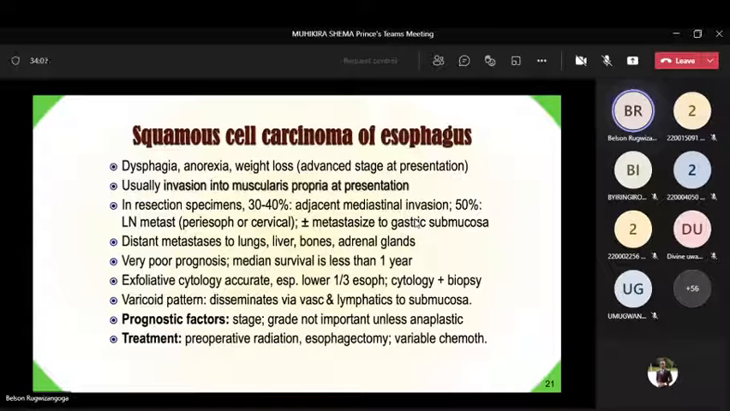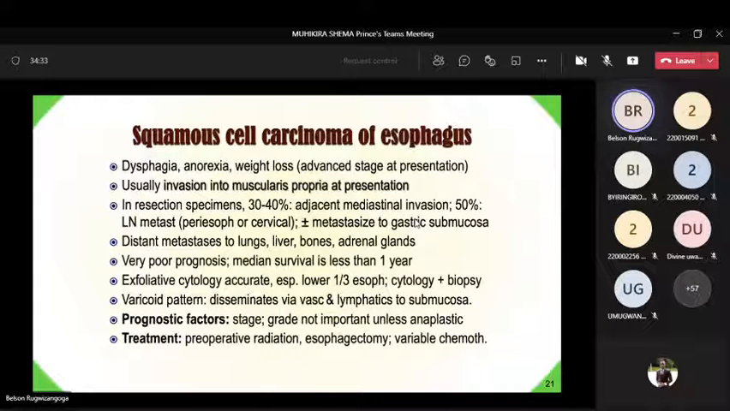So what are the signs and symptoms? The patient will present with dysphagia, anorexia, and weight loss, especially if the patient is at the advanced stage of the disease. And you understand our patient here had all three of these signs. Usually there is invasion of the muscularis propria at presentation, meaning that the cancer has gone from mucosa to submucosa to muscularis propria, meaning that it is really advanced.